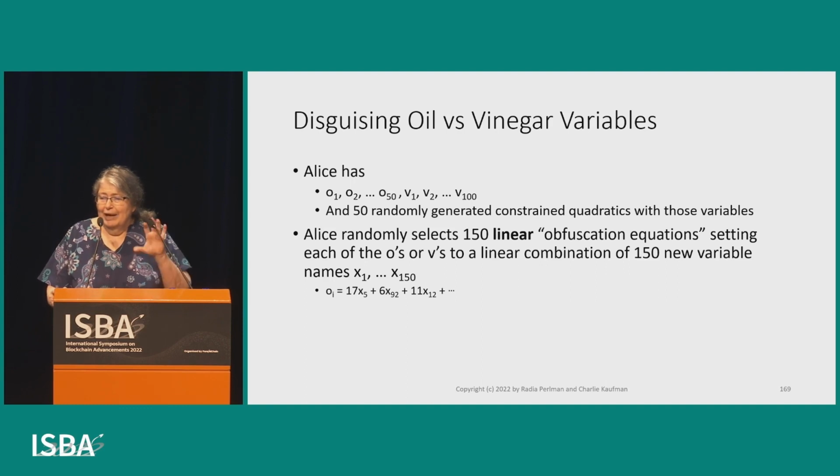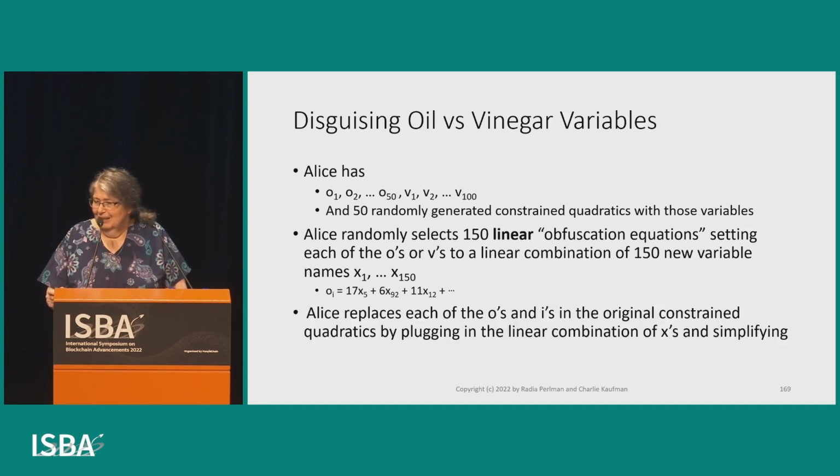And so she's going to randomly select 150 linear obfuscation equations that are going to convert the oils and vinegars into x's instead, some other variable, once she knows how to map them. Once she does that, it looks like quadratic equations, and nobody else will be able to know the secret that allows them to solve this. So she replaces the oil and vinegar variables with these x's, and now it just looks like quadratic equations, and they're infeasible to solve.